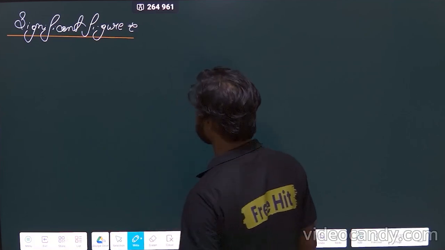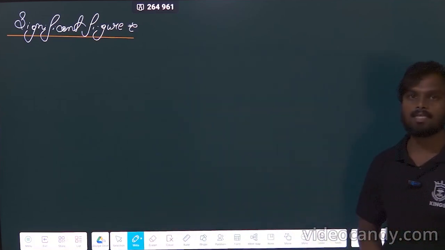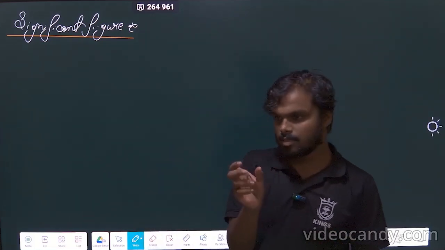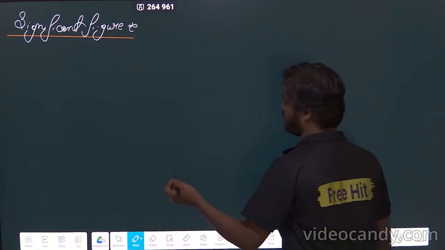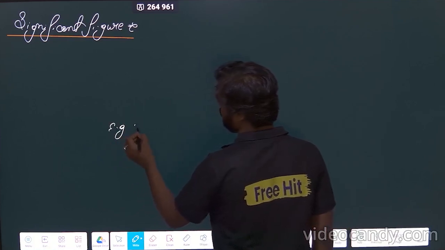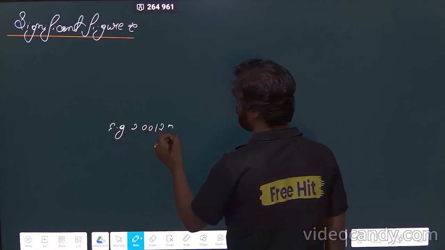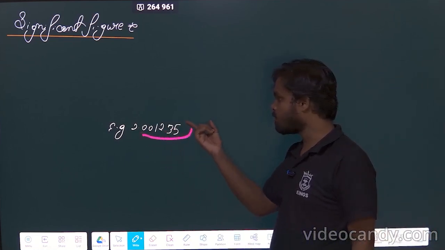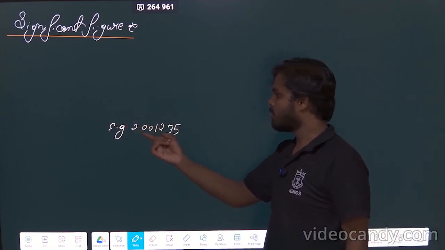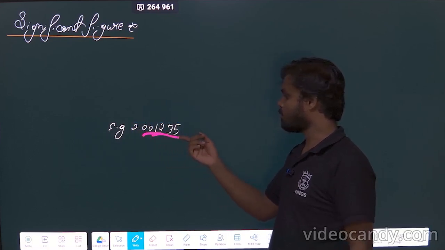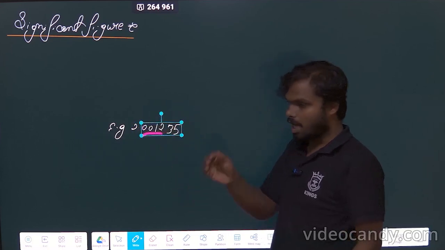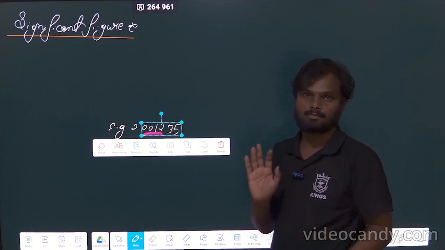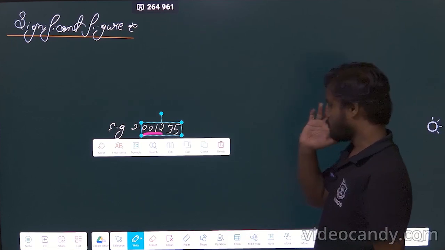So what is a significant figure? Significant figure is defined as the minimum value you can measure. Let's take one example. Suppose I write 2.001235. After the decimal, how many values do I know? That is my significant figure. It means after the decimal, how many values I can tell perfectly. That is what represents my significant figure.